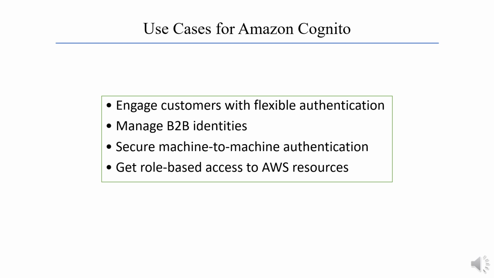Secure machine-to-machine authentication. Develop modern, secure microservice-based applications and more easily connect your application to back-end resources and web services. Get role-based access to AWS resources. Gain secure role-based access to AWS services such as Amazon S3, Amazon DynamoDB, and AWS Lambda.